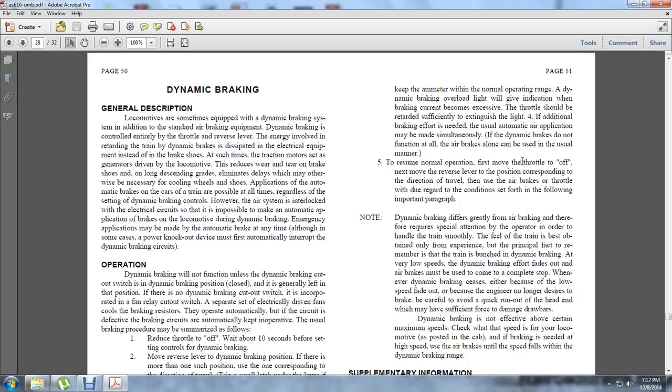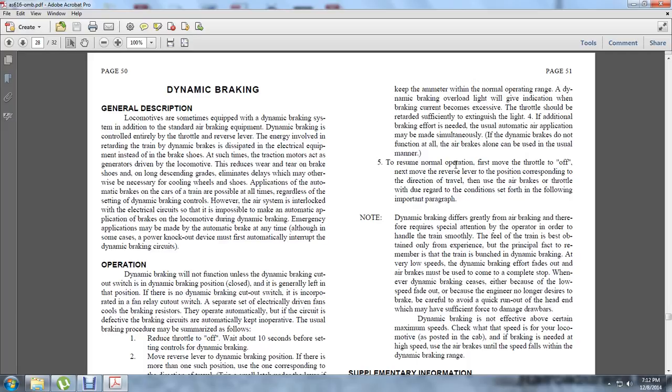To resume normal operation, first move the throttle to off. Next move the reverse lever to the position corresponding to the direction of travel. The use of the air brakes and the throttle must be governed by the conditions set forth in the following important paragraphs. Dynamic braking differs greatly from air braking, therefore it requires special attention by the operator in order to handle the train smoothly.